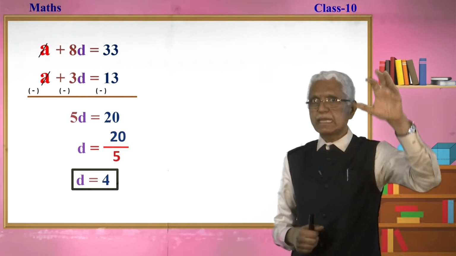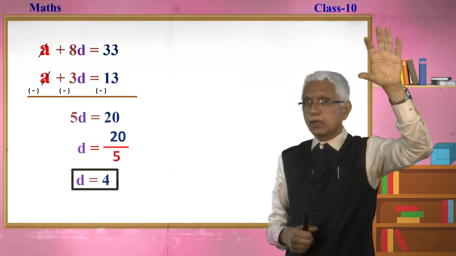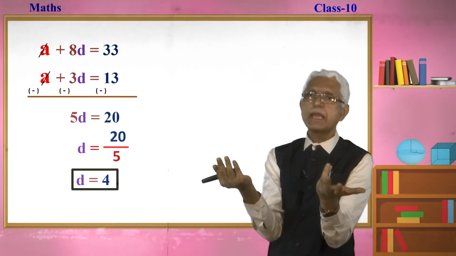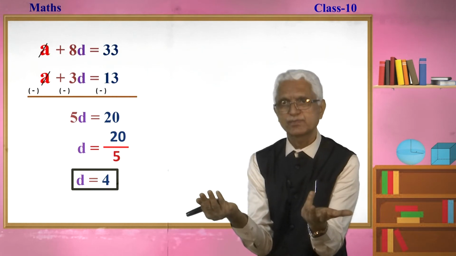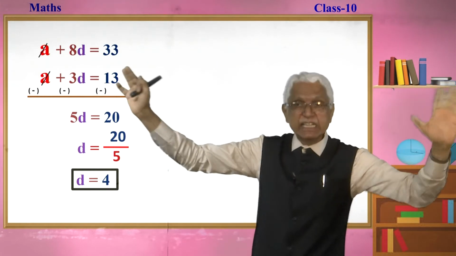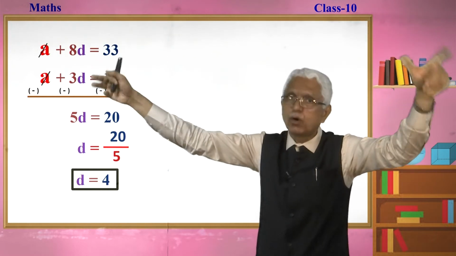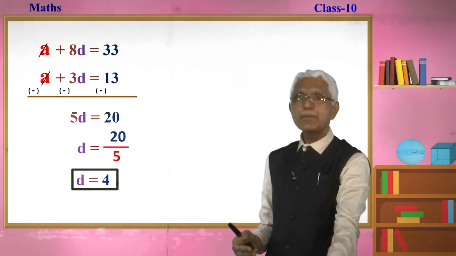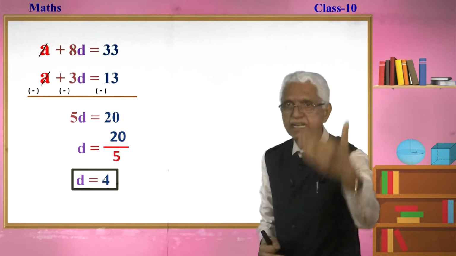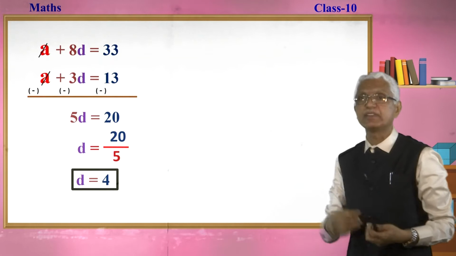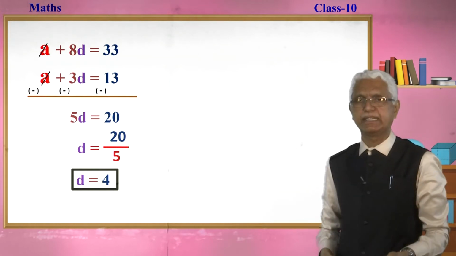Remember, they gave you the 4th term and the 9th term. So you cannot make out what the common difference is because they are not 2 consecutive terms. Though they gave you 2 different terms, 4th and the 9th, framing a pair of linear equations and solving them, you are able to get the value of d as 4. That is the beauty of it.